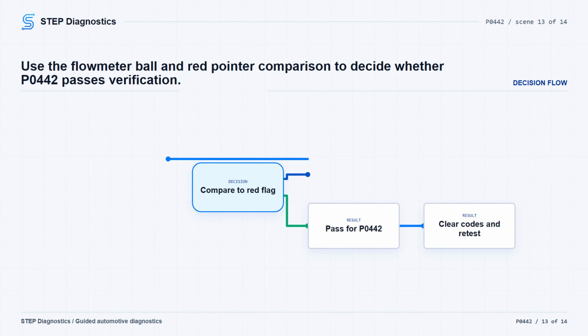Start the pressure supply. The flow meter ball should start all the way at the top. Keep pressurizing the EVAP system until the ball stops descending. Once it stops, compare the ball position to the red pointer flag. If the system passes this leak verification pressure test for P0442, no concern is present at that point. Clear the PCM DTCs and repeat the self-test. If it does not pass, go back to the smoke test and continue looking for the leak.